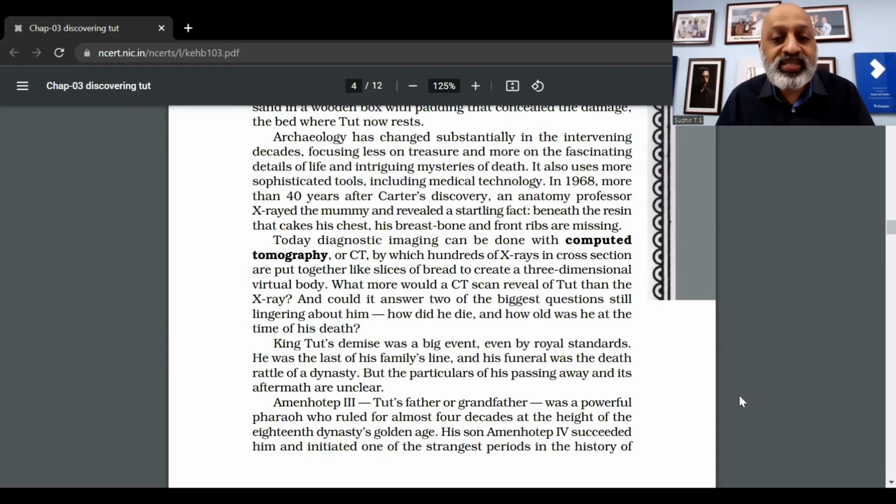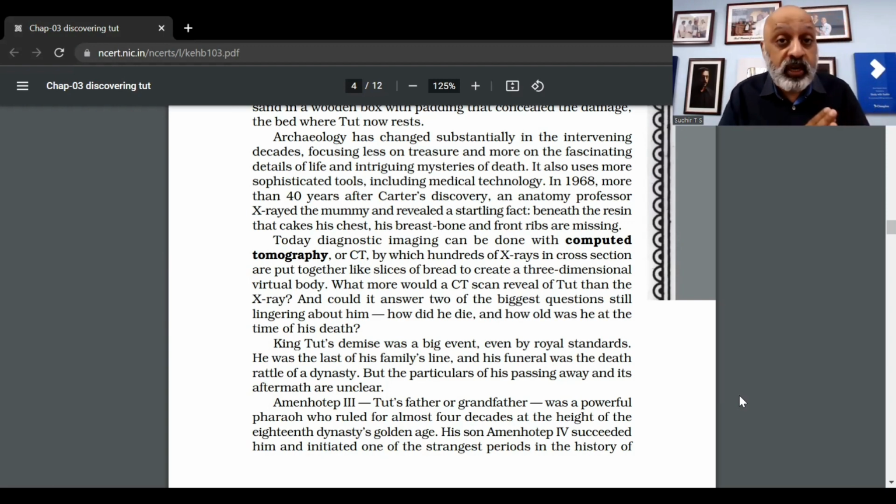What more would a CT scan reveal of Tut than an X-ray? Obviously, X-ray से ये बढ़ चढ़कर है. It is more advanced than an X-ray. And could it answer two of the biggest questions still lingering about him? What were the two questions? ये भी एक question की तरह आ सकता है. How did he die? And how old was he at the time of his death? Okay. King Tut's demise was a big event, even by royal standards.